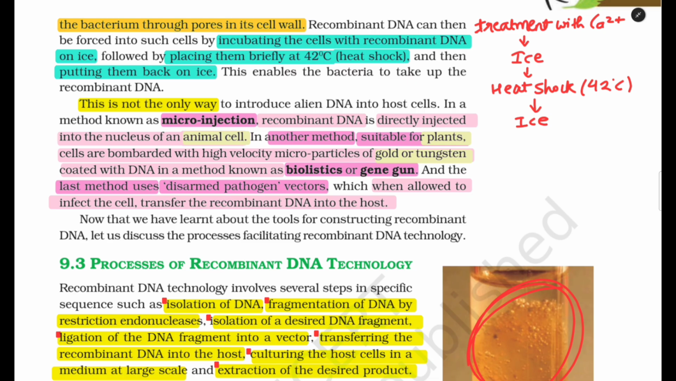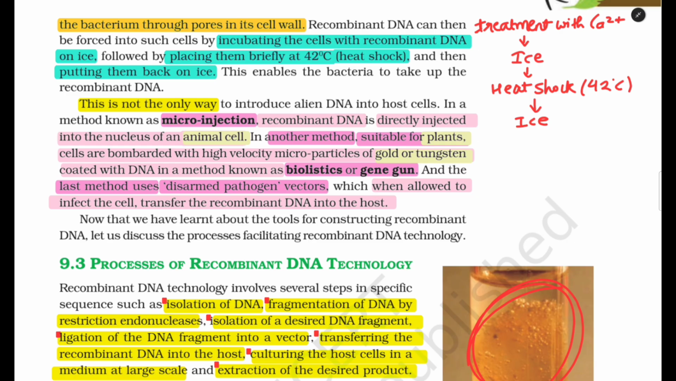Recombinant DNA can then be forced into such cells by incubating the cells with recombinant DNA on ice, followed by placing them briefly at 42 degrees Celsius, also known as a heat shock, and then putting them back on ice. This enables the bacteria to take up the recombinant DNA. This is not the only way to introduce alien DNA into host cells.